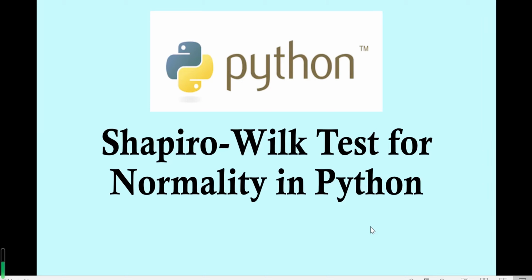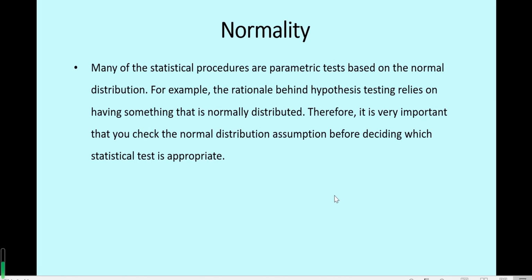In this video, we will show how to conduct the Shapiro-Wilk test for normality in Python. Many of the statistical procedures are parametric tests based on the normal distribution. For example, the rationale behind hypothesis testing relies on having something that is normally distributed. So it's very important to check the normal distribution assumption of the data before deciding which statistical test is appropriate.